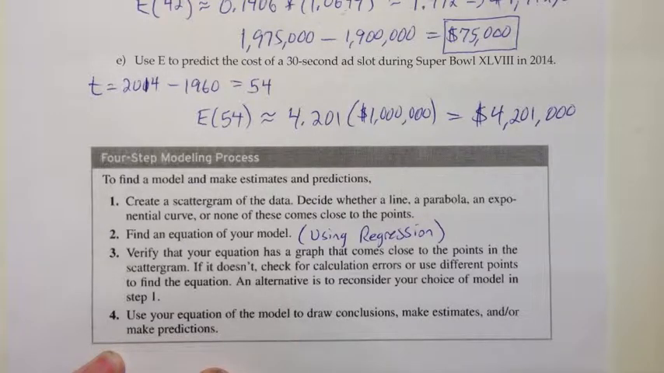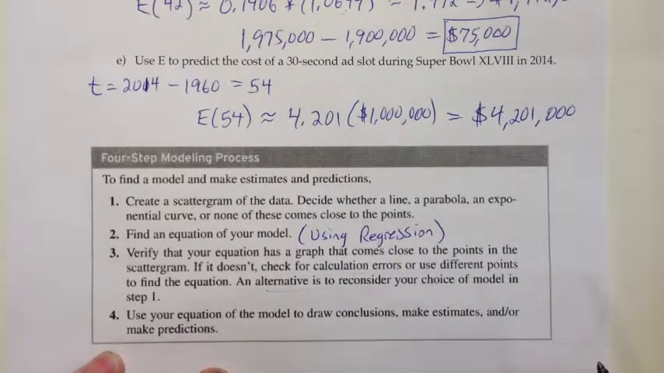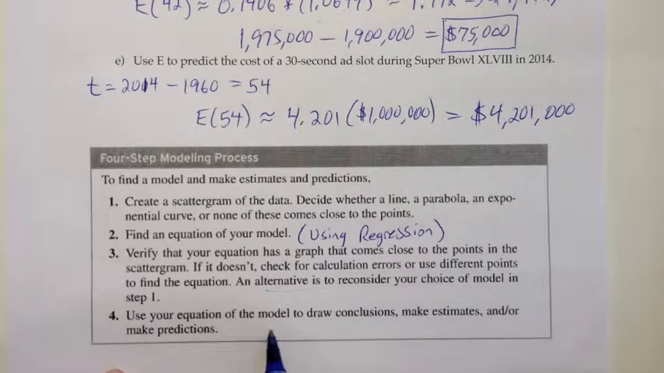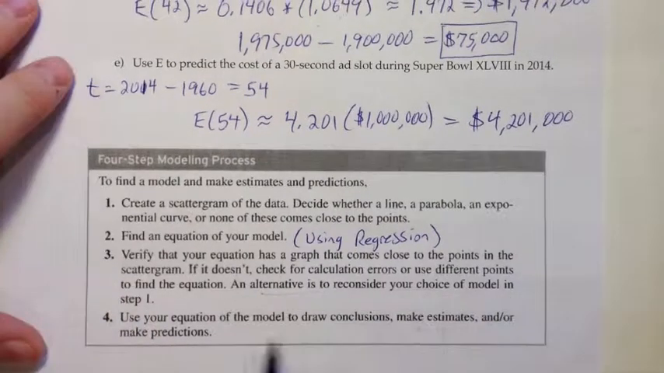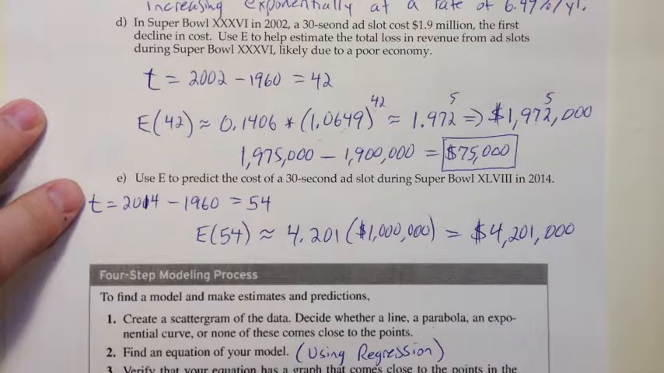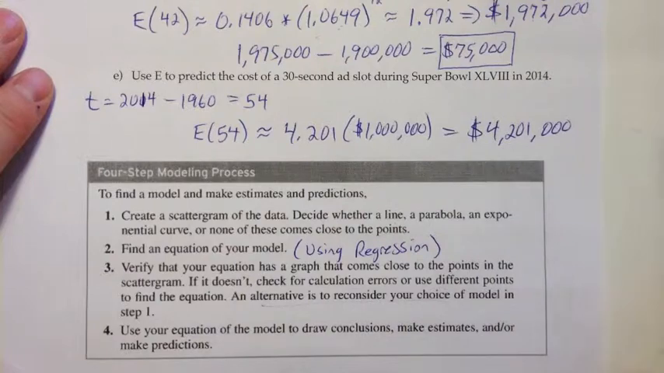And an alternative is to reconsider your choice of model. This is the one that might happen for us. If we draw it and it doesn't fit, well, then maybe we didn't make the best choice of line, parabola, or exponential, and we might try another one. But if your model does look like a good fit, then you can use that to draw conclusions, make estimates, and or make predictions. And what they're talking about there is stuff like this. Use the exponential to predict the cost of a 30-second commercial, so we figure out our input, we plug it in, and we get our estimate.